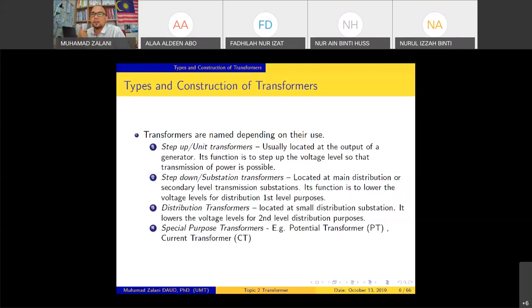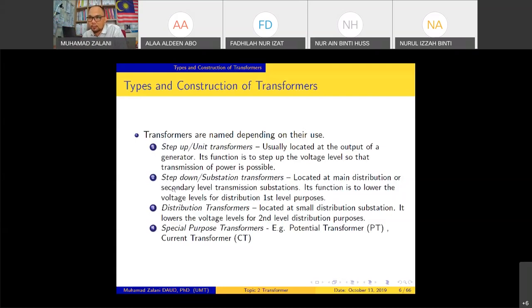Example, one of the transformers, we call it the step up transformer. Okay, the first one is the step up transformer. As its name suggests, the function is to step up the voltage. This transformer is sometimes called a unit transformer, and normally it is used at the power generator. As I mentioned earlier, at the generation side, we use the step up transformer to step up the voltage up to several hundreds of kilovolts before we transfer it over long distance. All right, that is the step up transformer.